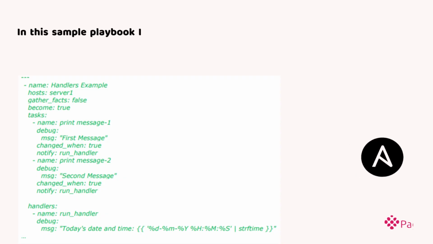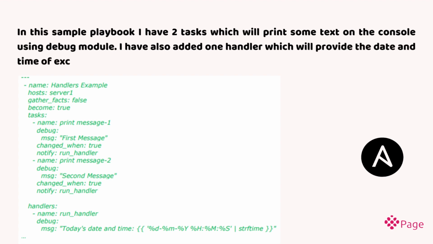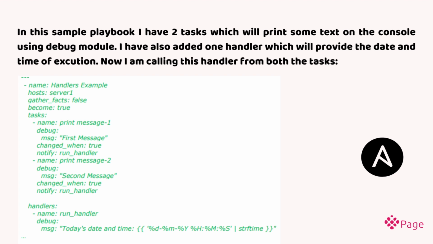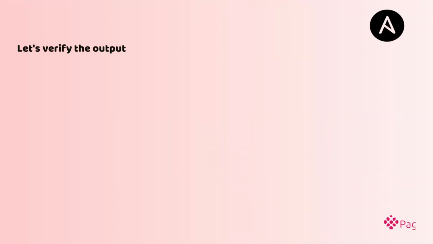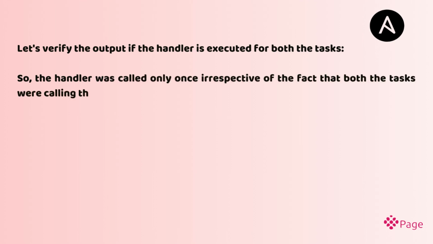In this sample playbook I have two tasks which will print some text on the console using the debug module. I have also added one handler which will provide the date and time of execution. Now I am calling this handler from both the tasks. Let's verify the output to see if the handler is executed for both the tasks. So, the handler was called only once, irrespective of the fact that both the tasks were calling the handler.